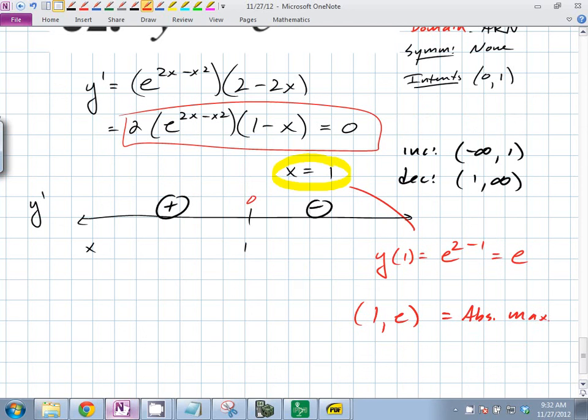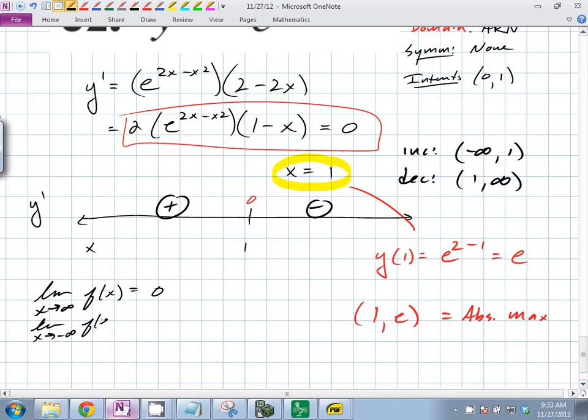First of all, are there any vertical asymptotes? No. What about horizontal? What's the limit as x goes to infinity of f of x? 0. And what's the limit as x goes to negative infinity of f of x? It's also 0. So there's going to be a horizontal asymptote where? Y equals 0. Great. So we have increasing and decreasing. What's the last thing we need to find? Points of inflection or concavity.